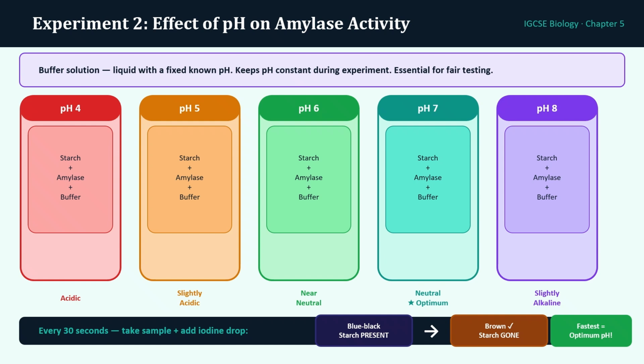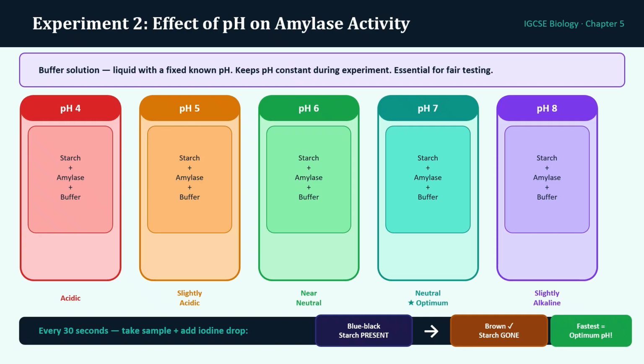Now the second experiment is testing the effect of pH on amylase activity. First, you have to remember a keyword: buffer solution. A buffer solution is a liquid that has a known fixed pH. It keeps that pH constant throughout the experiment even if chemical reactions are taking place. You must use buffer solutions when testing pH, otherwise the pH might change during the experiment and your results would not be valid.